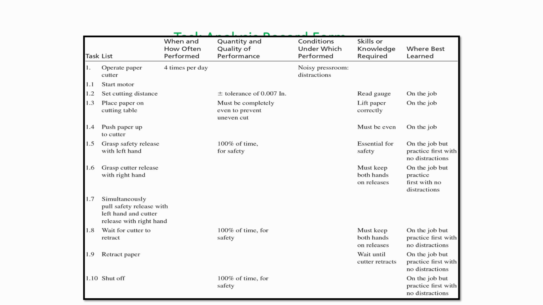10 steps हैं एक पेपर कटर को ऑपरेट करने के लिए, राइट. स्टार्ट करो, डिस्टेंस देखो, पेपर रखो, पुश करो, वापस लो, बंद करो. 10 things are there. How often you have to do? 4 times in a day.